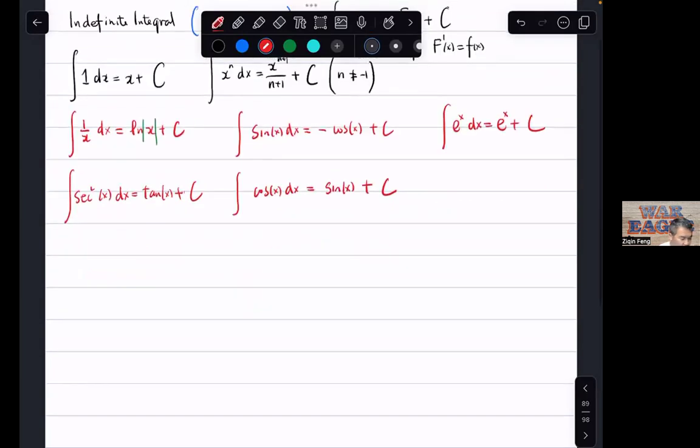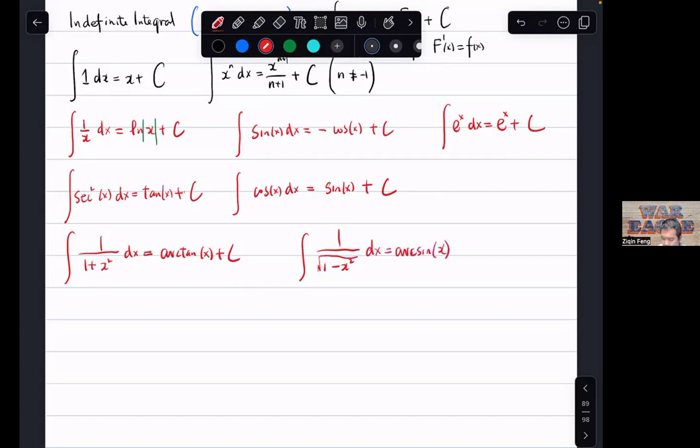and two more about inverse trig functions. Integration of 1 over 1 plus x squared dx is arctangent of x plus c. Integration of 1 over root 1 minus x squared dx is arcsine of x plus c.